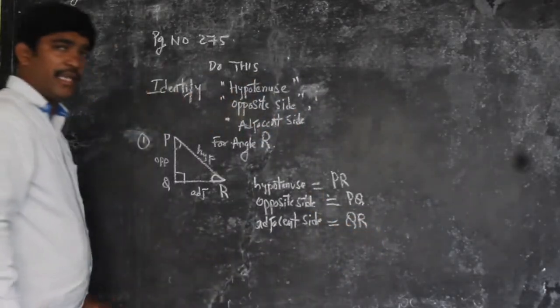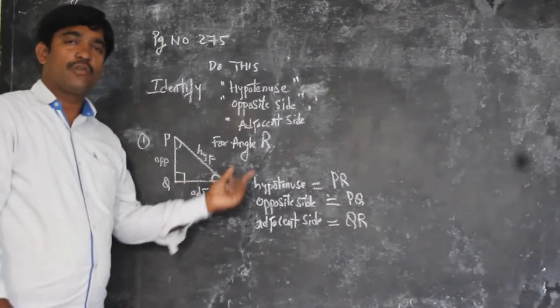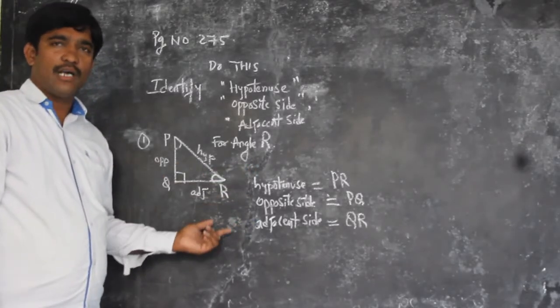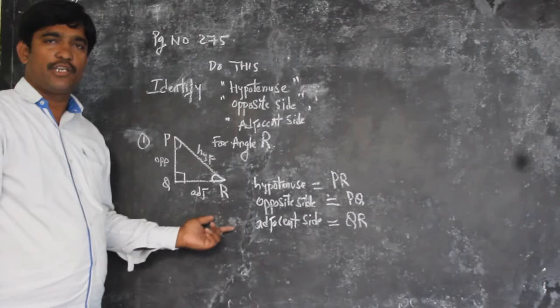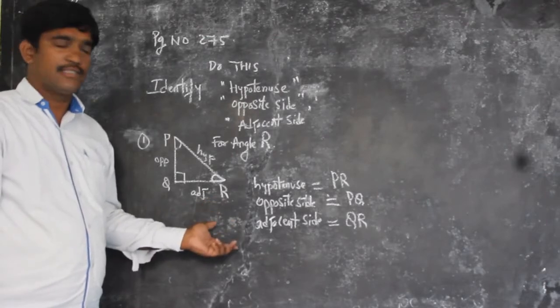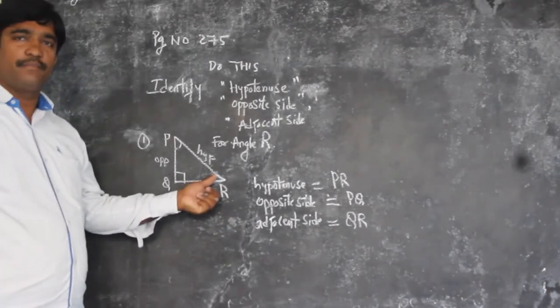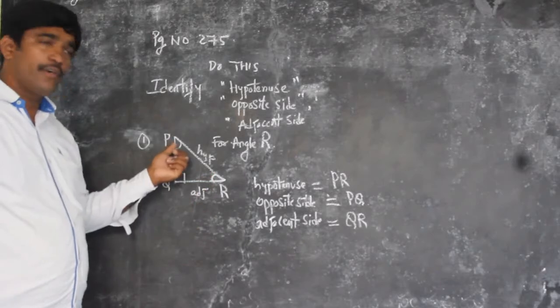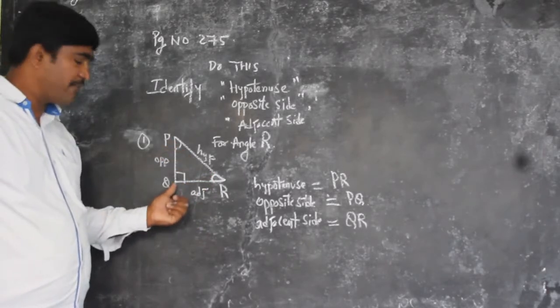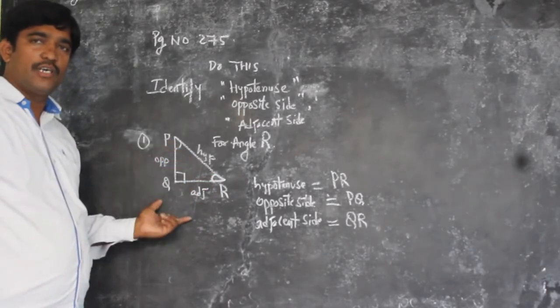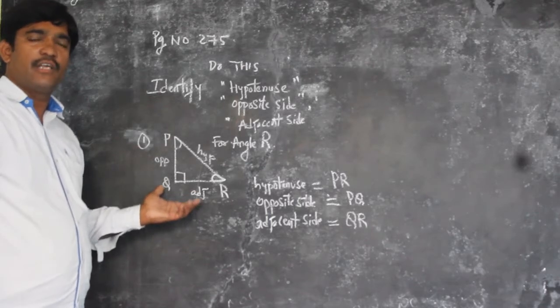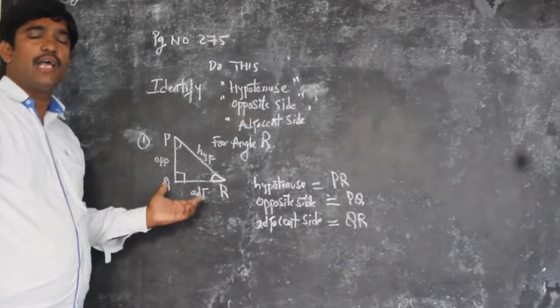In this way, we can solve the problems, or we can identify the opposite side, adjacent and hypotenuse for given angles. Here only R is given. Similarly, we can find out for P, and also for Q. This is how we name the sides with respect to given angles.